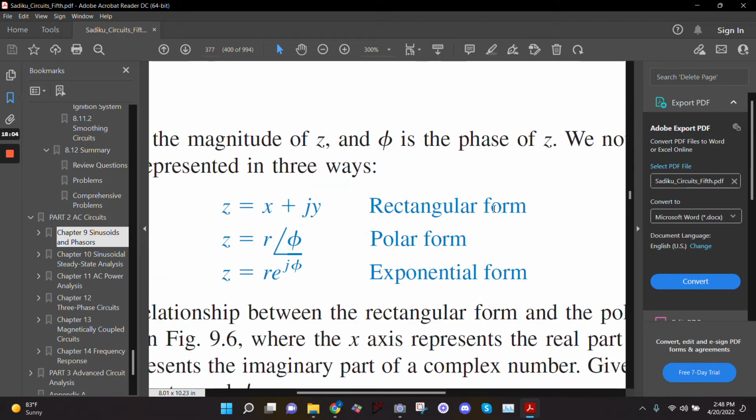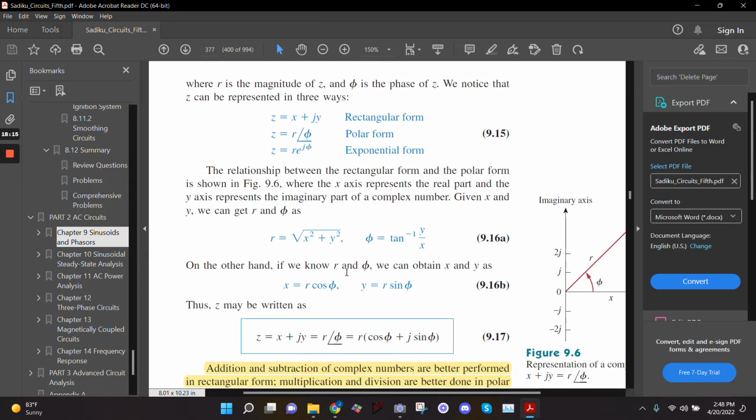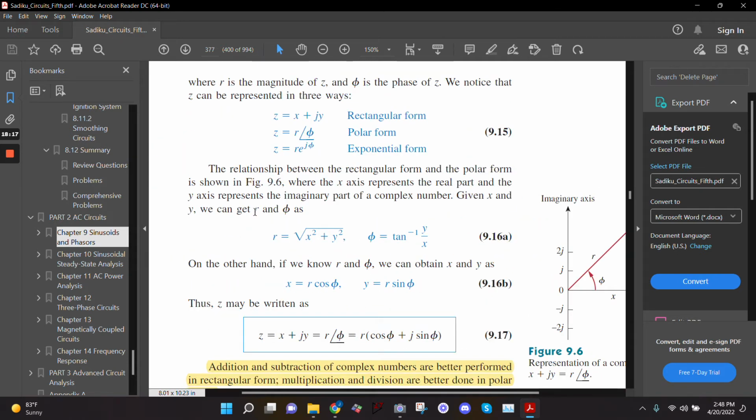Okay, so there's rectangular form, polar form. This is called exponential form, I guess. These are the two that I just talked about. Okay, and here's what I was just saying. So it says, given x and y, we can get r and phi as, here's the magnitude equation and the phase equation. And then on the other hand, if we know r and the angle, we can obtain x and y as r cosine angle, r sine theta. Does that make sense? So if you have the phasor and you get that x and that y, then that becomes your x plus jy, and now you're there. And if you want to go the other way, you use these.